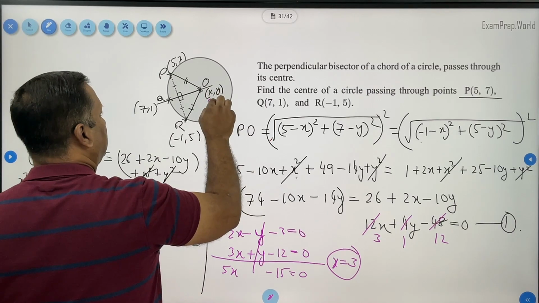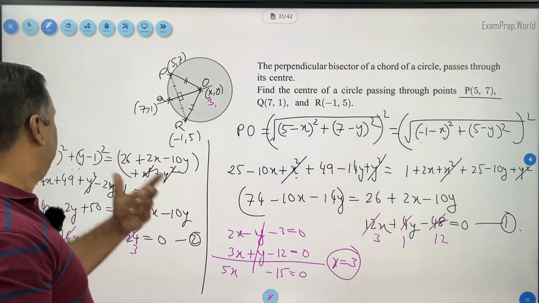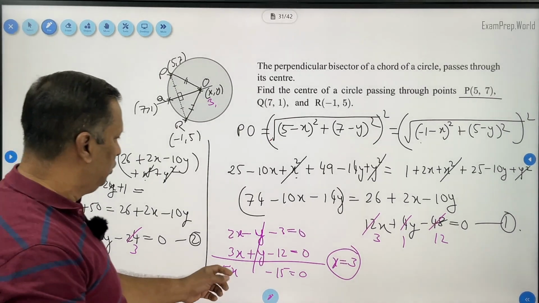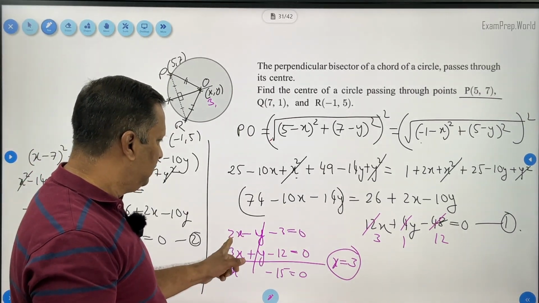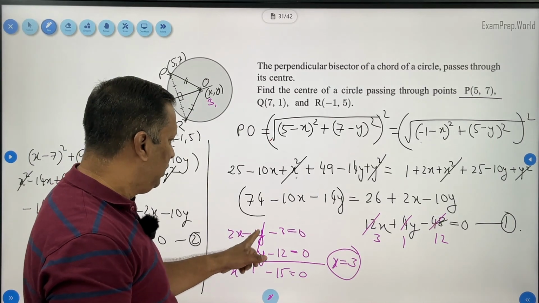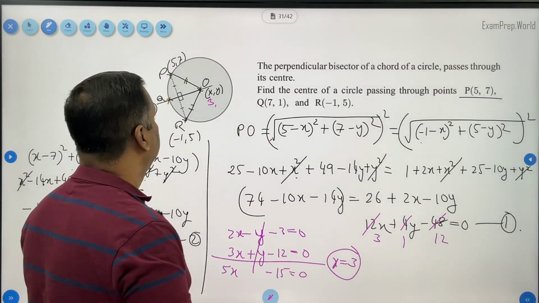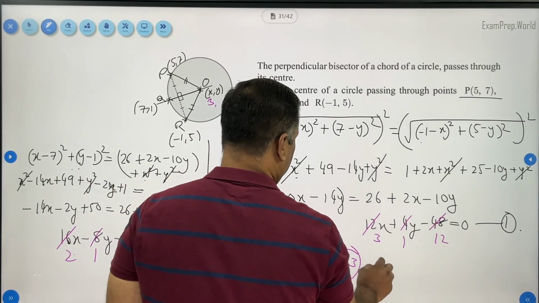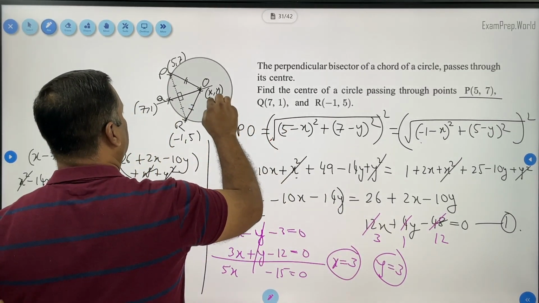This point is 3. One of the things we got. Now put this 3 in any one, whichever you feel like. Let's put it here. So 3 into 2 is 6. 6 minus y minus 3. 6 minus 3 is 3. So y is 3. Therefore, y is also 3. So the center of the circle is 3, 3.